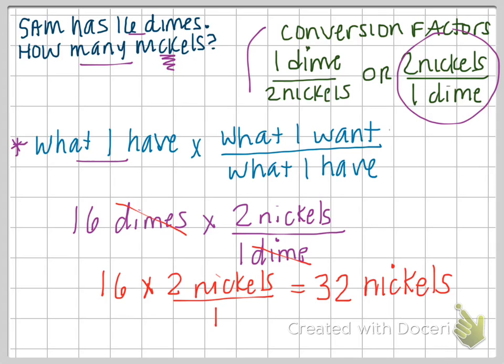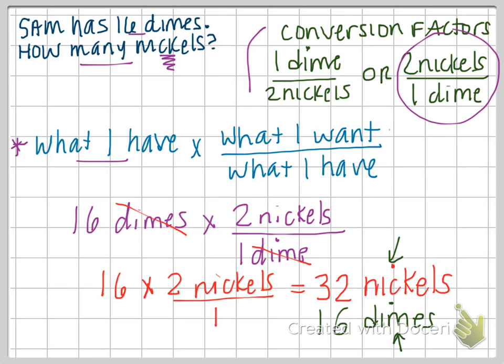And I just want to reinforce this concept that even though the units are different from dimes to nickels, the very fact of the matter is that 16 dimes and 32 nickels is exactly the same. We have more of a smaller unit and fewer of the larger unit, but the value is exactly the same.